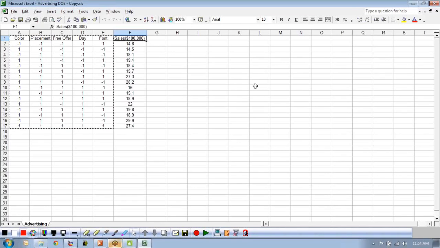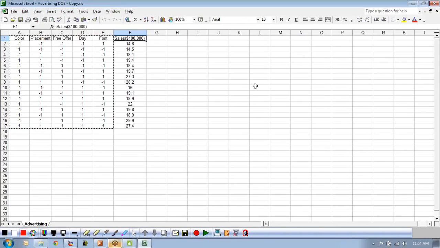it looks like all of these are control factors, except for maybe day. But even then, what day did it go into the ad? No, I'd say it's probably a control factor. Placement of the ad, they might consider center of the page versus one of the edges. That might be an extreme way of looking at it. Free offer, yes or no.